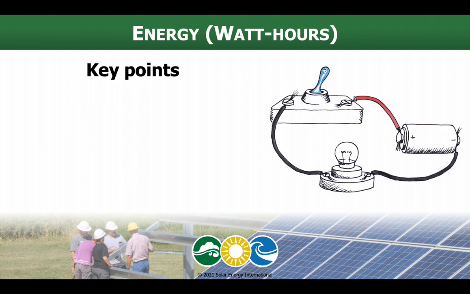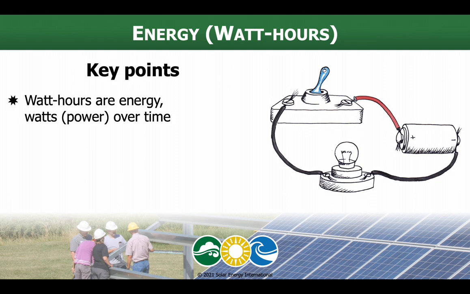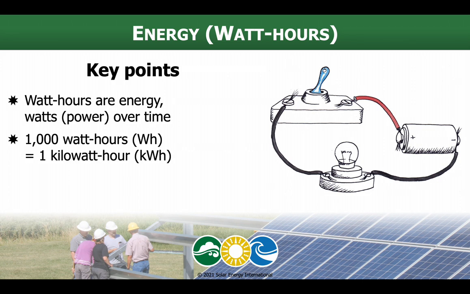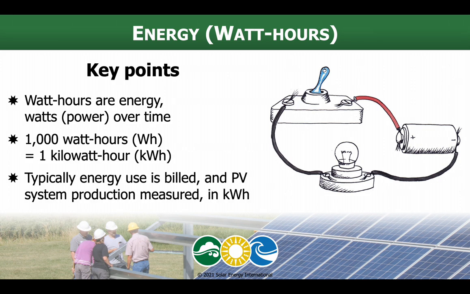Okay, so when it comes to energy or watt hours, some of our key points: it's energy, it's power over time. So watts over some number of hours or fraction of hours is going to give us watt hours, energy. 1,000 watt hours is 1 kilowatt hour, and typically energy use is billed in kilowatt hours. PV system production or other renewable energy system production, or any power production system, is going to be measured in kilowatt hours, if not megawatt or gigawatt hours for that matter, depending on the size and scale.